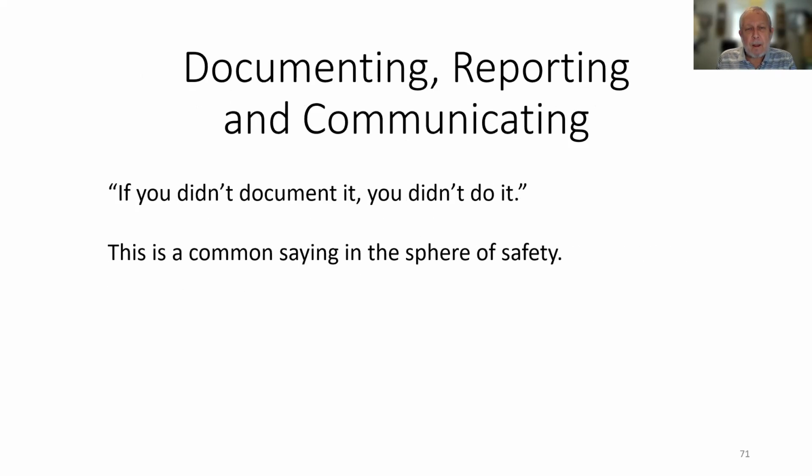If you didn't do it, document it. If you didn't document it, you didn't do it. It's a common saying in the sphere of safety. You could train somebody 100 times. If you didn't document it, you didn't do it.